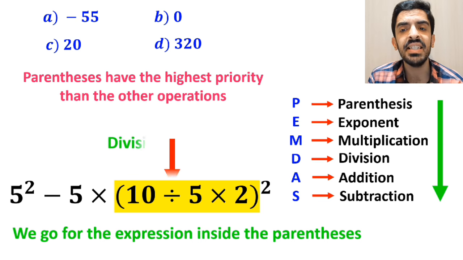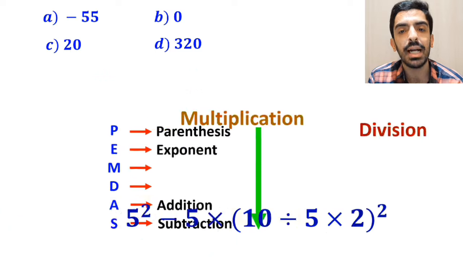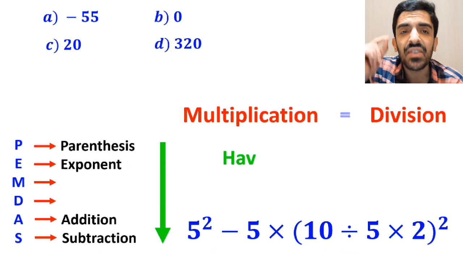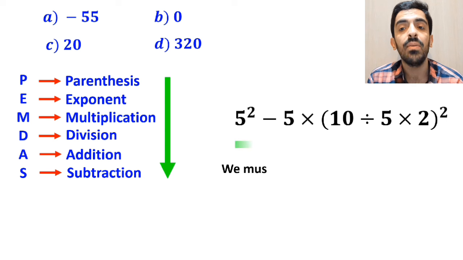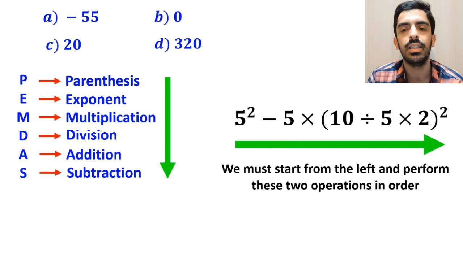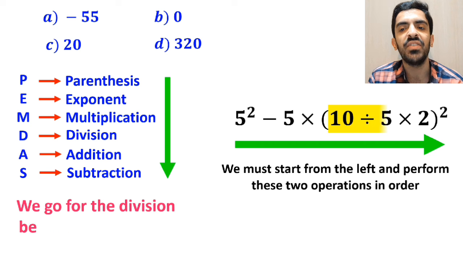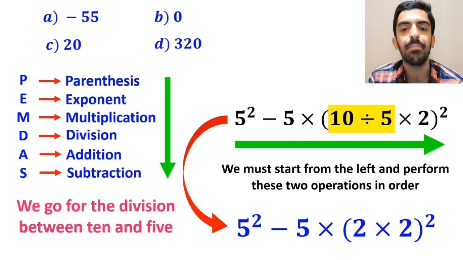Alright, as you can see, inside the parentheses, first we have a division sign and then a multiplication sign. It's very important to keep in mind that multiplication and division have exactly the same level of priority. In this situation, we must start from the left and perform these two operations in order. So, first we go for the division between 10 and 5 and write this expression as 5 squared minus 5 multiplied by (2 times 2) all squared.